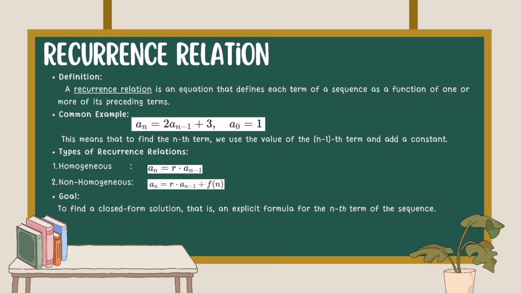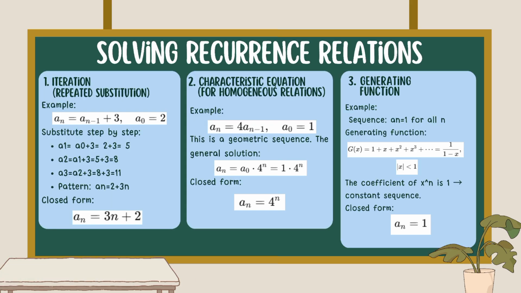Recurrence relation. Definition: a recurrence relation is an equation that defines each term of a sequence as a function of one or more of its preceding terms. Common example: this means that to find the nth term, we use the value of the (n - 1)th term and add a constant. Types of recurrence relations: homogeneous and non-homogeneous. Goal: to find a closed-form solution, that is, an explicit formula for the nth term of the sequence. Solving recurrence relations. Iteration: repeated substitution.